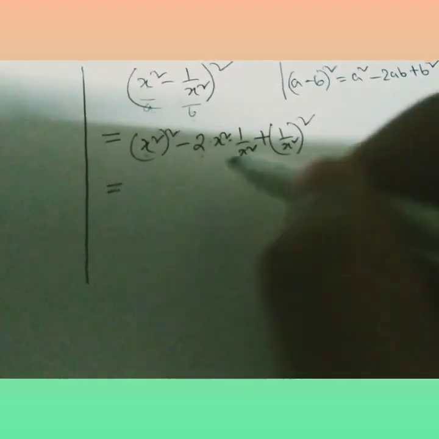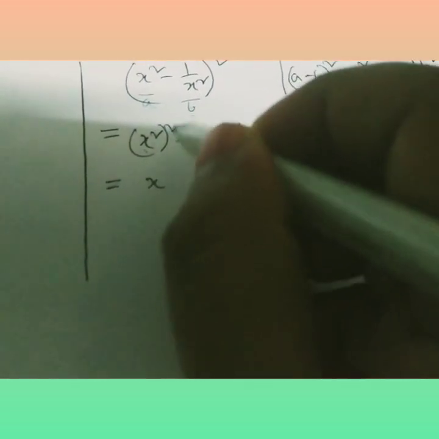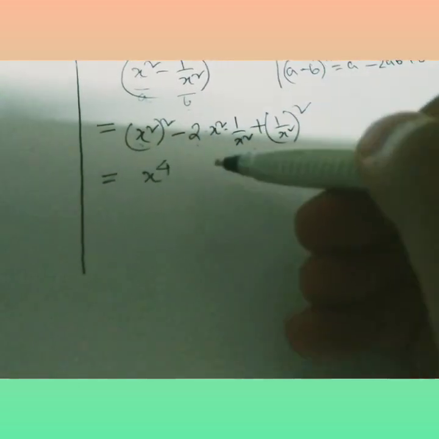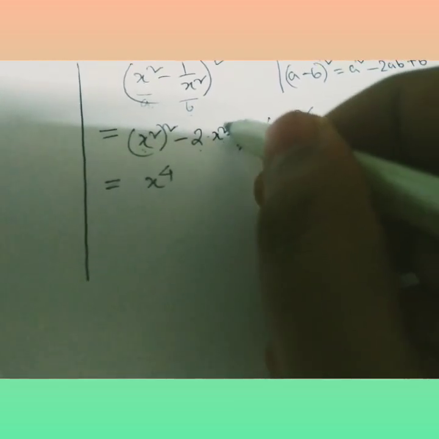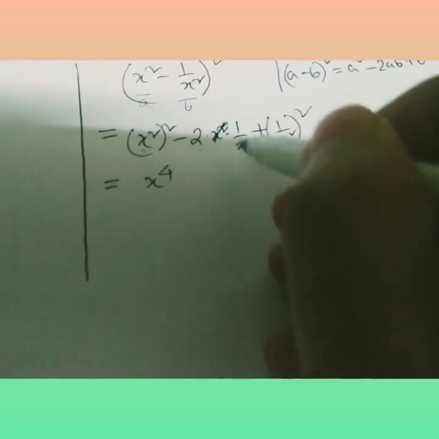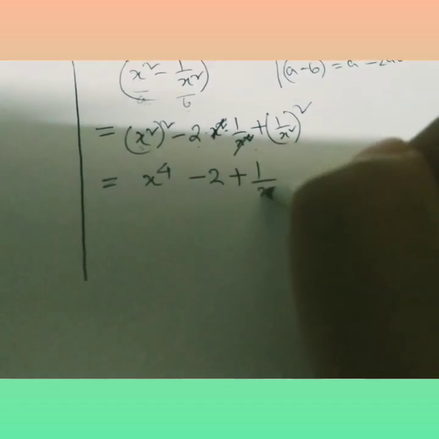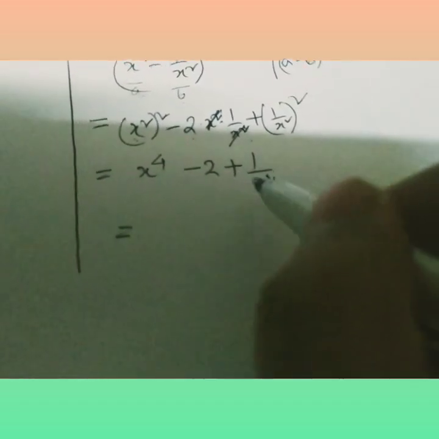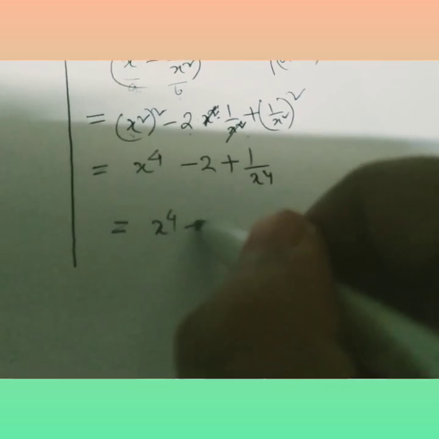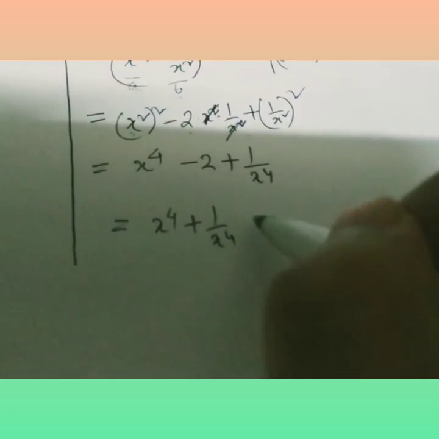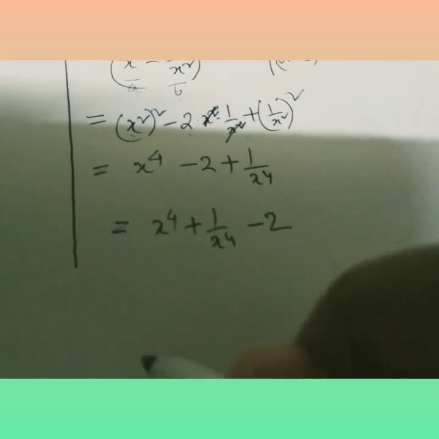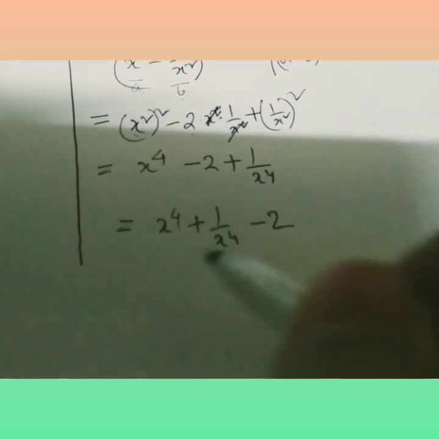So this can be written as x square to the power square is x4, then x square gone, so minus 2 plus 1 by x to the power 4. So we can write equals x4 plus 1 by x4 minus 2. Okay, x4 plus 1 by x4 minus 2.